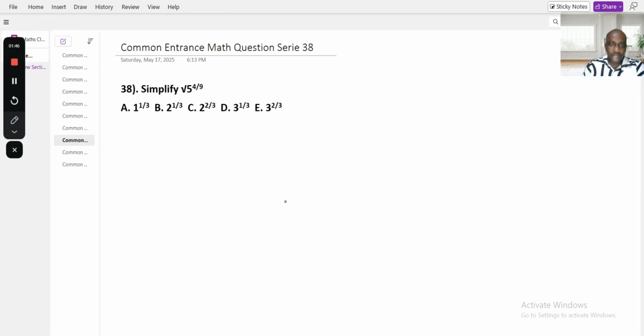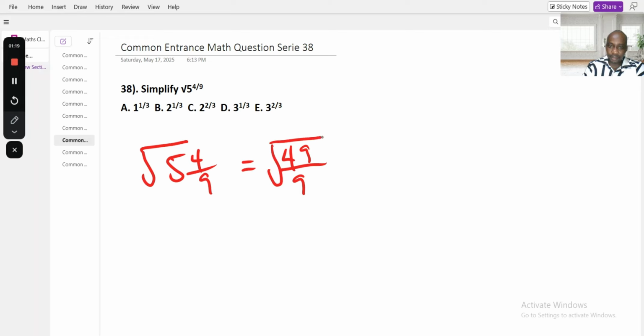Simplify. Now simplify. Let's write the question out. The square root of 5 whole number 4 over 9. The first thing that we need to do is to turn this to an improper fraction. 9 multiplied by 5, 45. 45 plus 4, 49 over 9, the square root. So what is the square root of 49? The two same numbers that you multiply that will give you 49. What is that? 7 times 7, which is 49. The square root of 49 is 7.